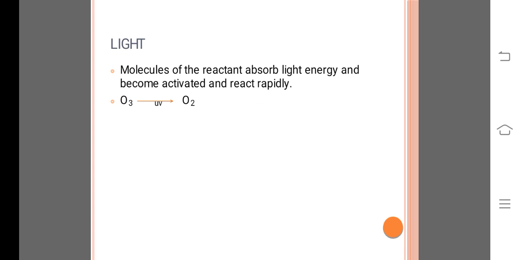Light: molecules of reactant absorb light energy and become activated and react rapidly. Ozone is one of the examples. You can get oxygen from the ozone when it is exposed to light.